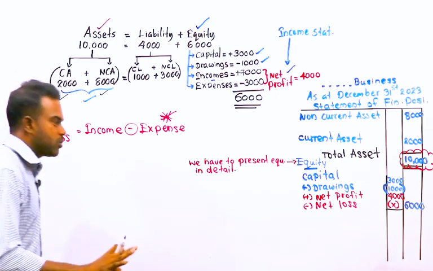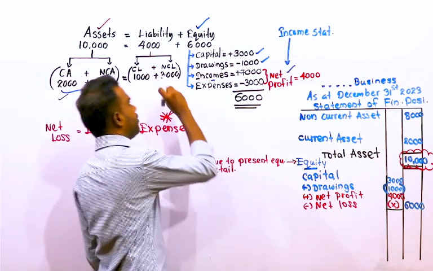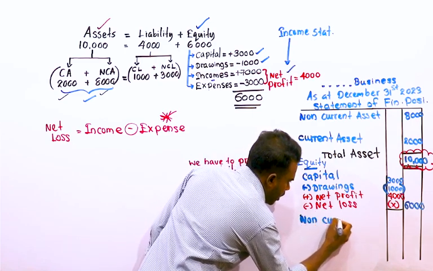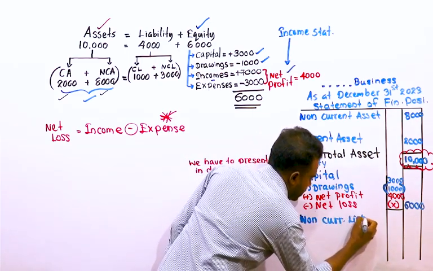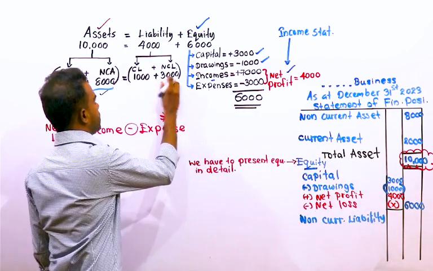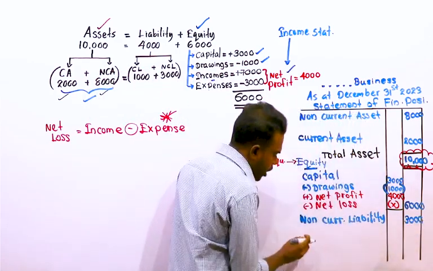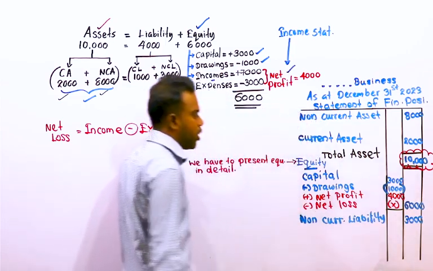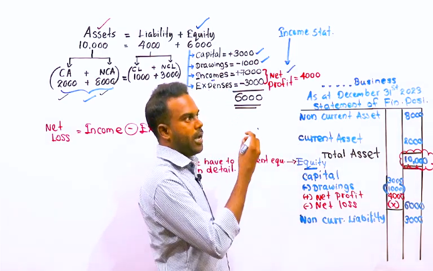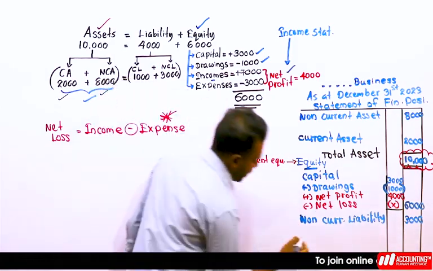Next one, my liability. Liability also has non-current liabilities and current liabilities. First of all, I present non-current liability. Non-current liability, 3,000. If there are examples, we have to write down bank loans. Bank loans, you have to write down. Current liabilities. What are the types of current liabilities? Trade creditors. If there are examples, we have to write them down, but here I will write directly.